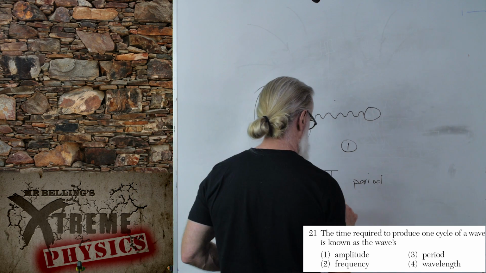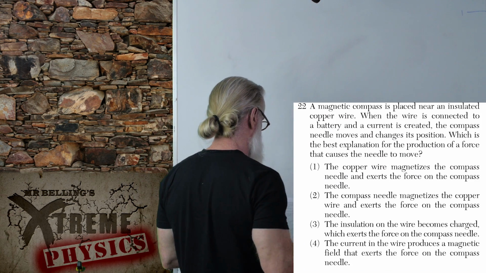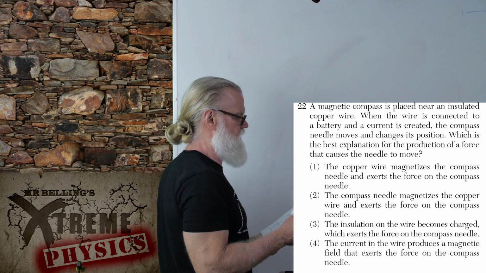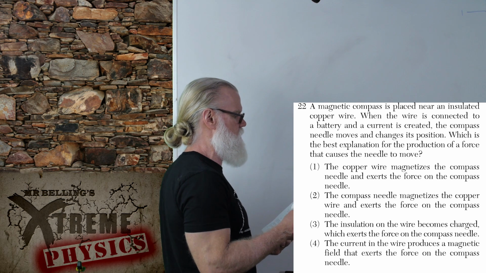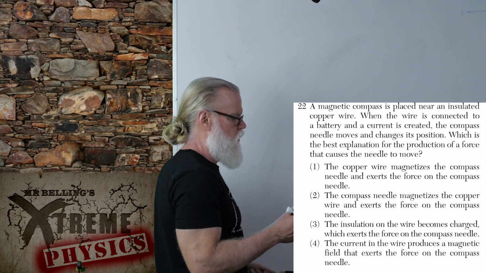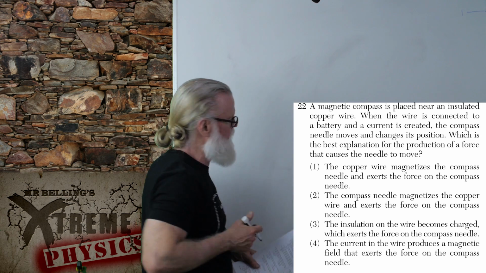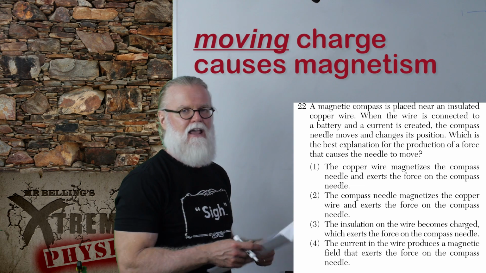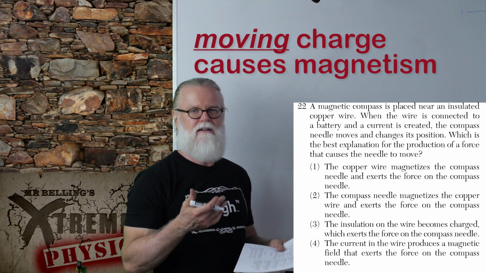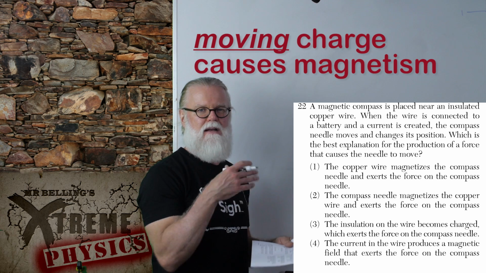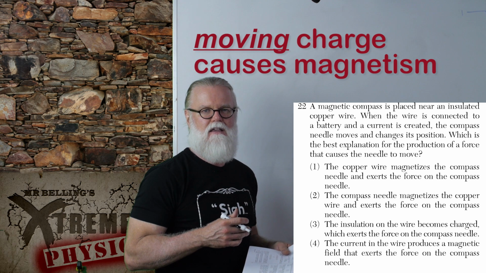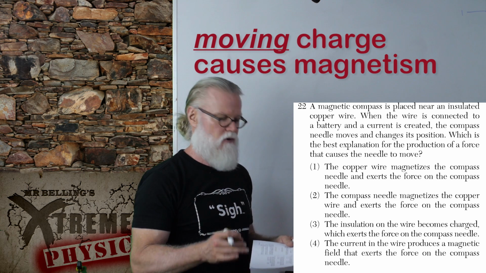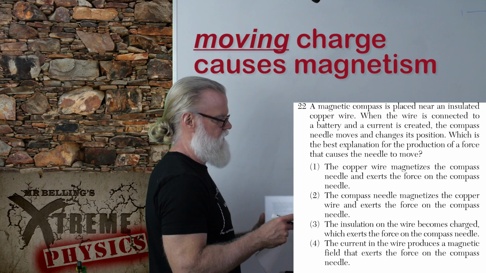3. Right? A magnetic compass is placed near an insulated copper wire. When the wire is connected to a battery and current is created, the compass needle moves and changes its position. Which is the best explanation? All right, now we need to understand two things. One, what causes magnetism, and that's moving charge. In a permanent magnet, it's electron spin alignments lining up that give you the magnetic field. But in this case, this is actually charge moving through a wire, causing the magnetic field.